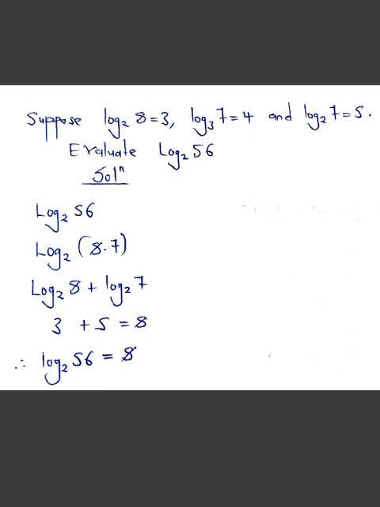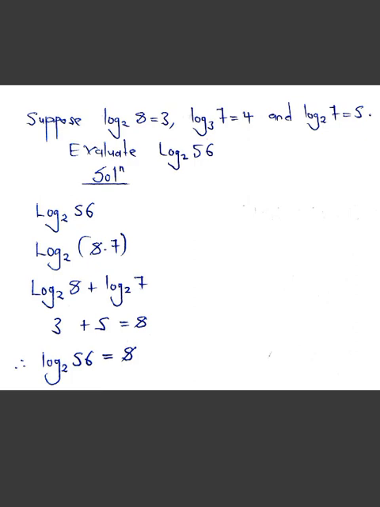And then you go back to the information which you are provided with. Remember, the first one says log of 8 to the base 2 is equal to 3. So where we have log of 8 to the base 2, we'll just put 3. Then you've been given log of 7 to the base 3 being 4, and also log of 7 to the base 2 equal to 5. So you've got two 7s, log of 7 to the base 3 and log of 7 to the base 2. Which one do you go for?